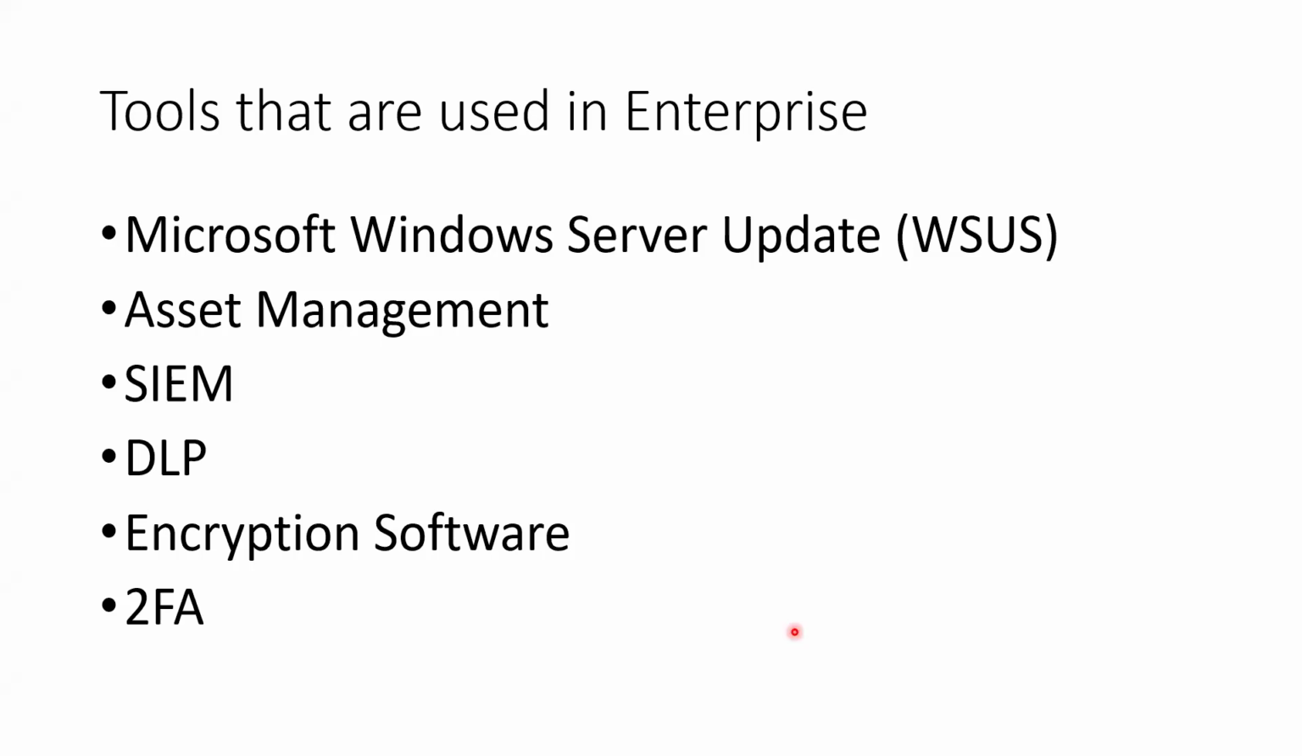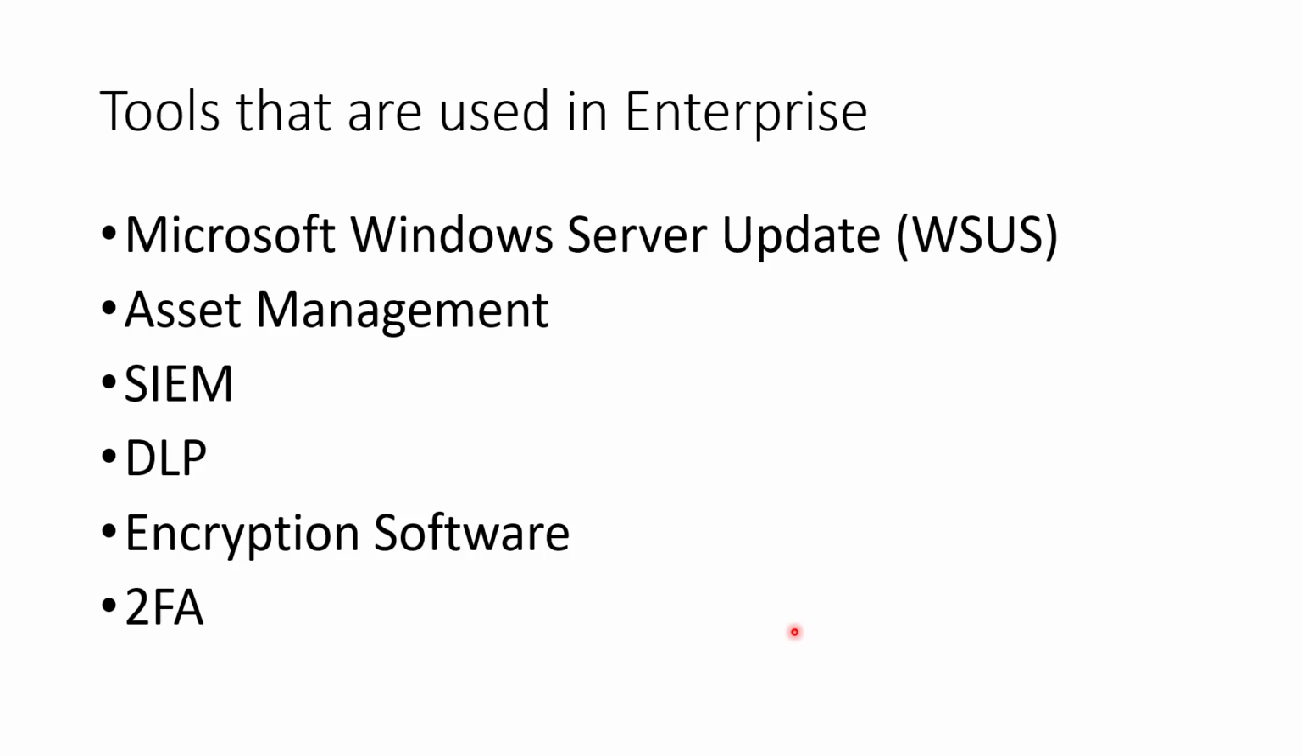So, what are the possible security tools that are helpful for an enterprise to secure itself? One is Microsoft Windows Server Update, which will automatically update security patches. Then there are asset management tools that will keep the record of all the assets: all the hardware, endpoints, all the devices, laptops, your handheld devices.